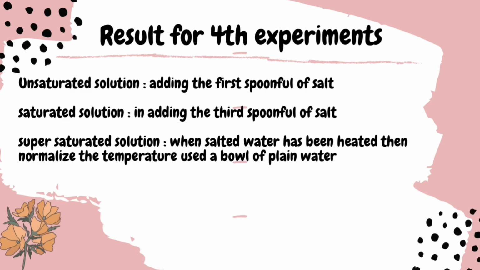Then, for this experiment, we can conclude that the saturated solution occurs by adding the first spoonful of salt, while the unsaturated solution ends by adding the third spoonful of salt, and the supersaturated solution occurs when the hot water has been heated and then cooled, or normalized in temperature using a bowl of plain water.